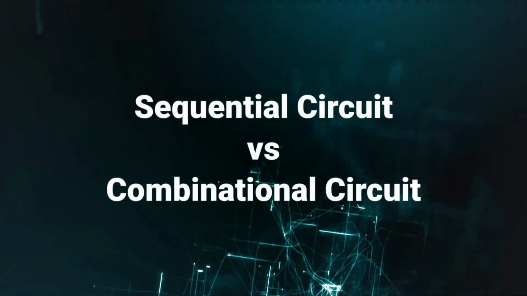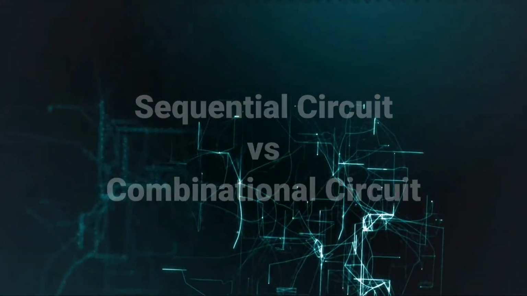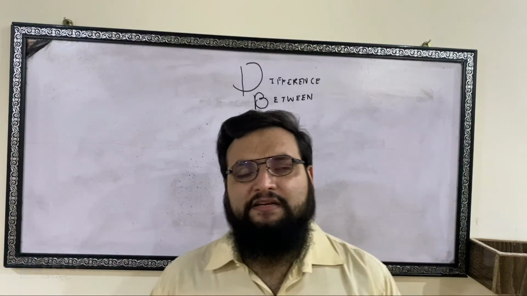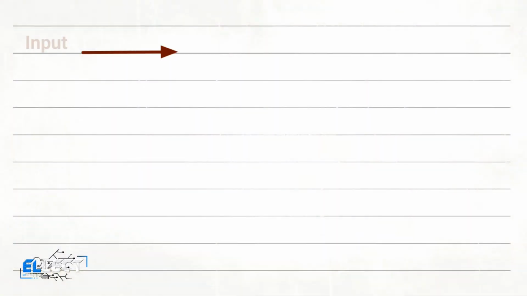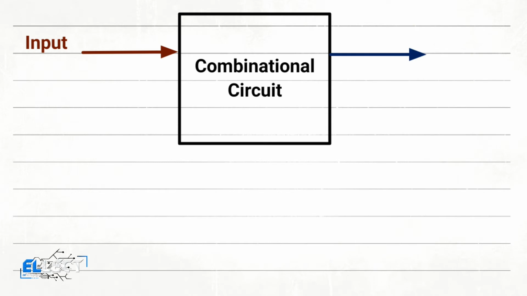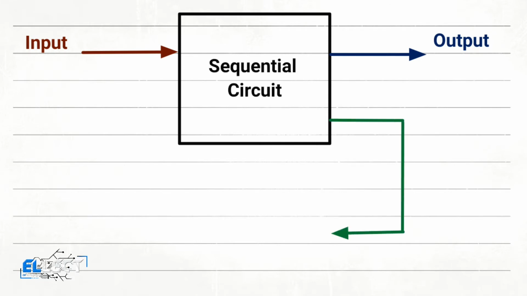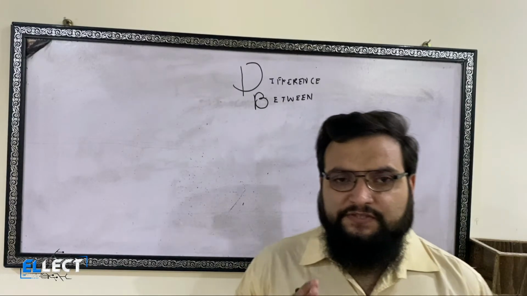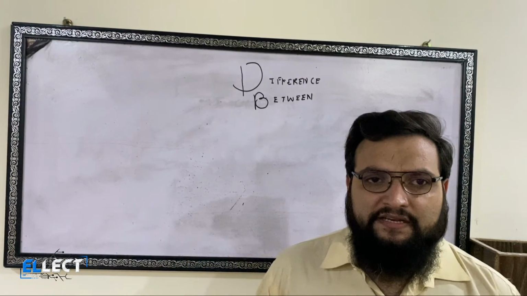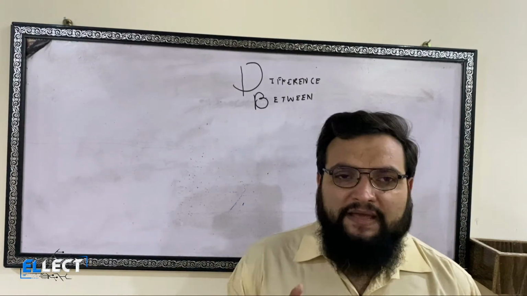Sequential circuit versus combinational circuit. Now a combinational circuit is defined as the circuit which is independent of time, because it is not dependent on the clock signal. It does not need the previous inputs to get the output. It only needs the present input to generate the output. While a sequential circuit is a time dependent circuit, it has a memory.